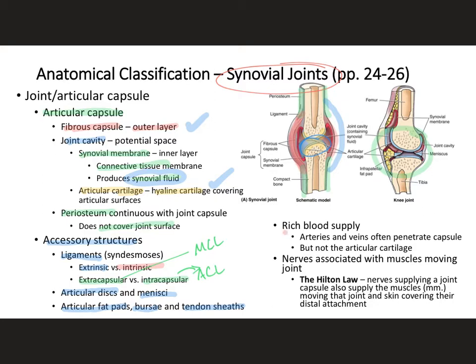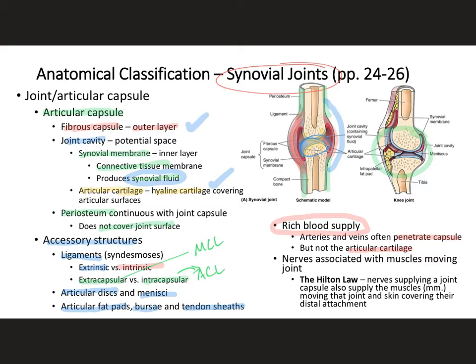Synovial joints, because they are so complex, have a rich blood supply. The arteries and veins will go into the capsule. However, they don't supply the articular cartilage directly. Articular cartilage, like all cartilages, has a weak blood supply. It gets most all of its nutrients and materials and gets rid of waste through diffusion.